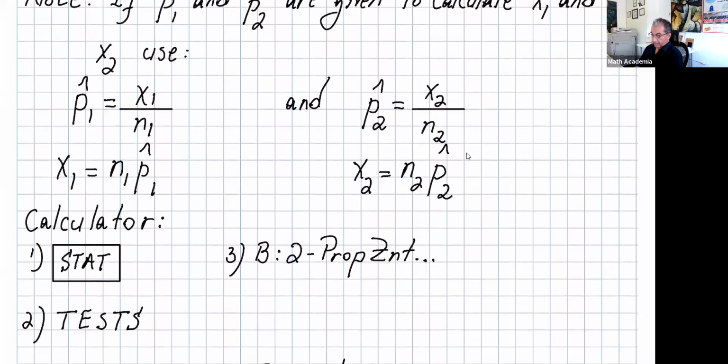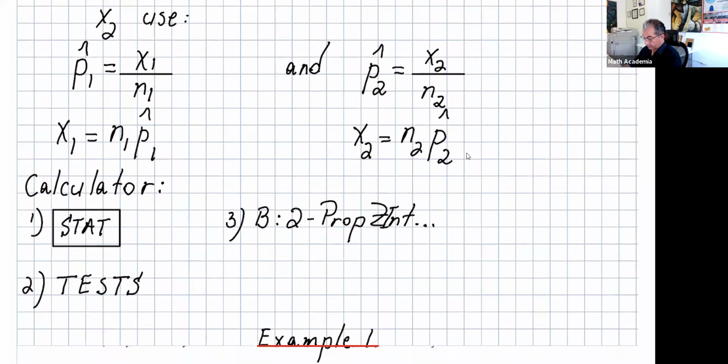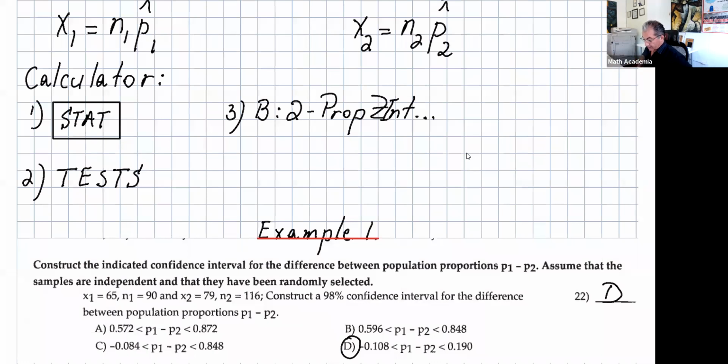To directly use your calculators, step number 1, go to STAT. Then step number 2, you highlight TESTS, that's the third item on the screen, so to the right. Then you scroll down until you see 2-PropZInt, and you can use that one. Then you just input the givens, and it's pretty straightforward, very fast with the calculator. I do have an example for you here.